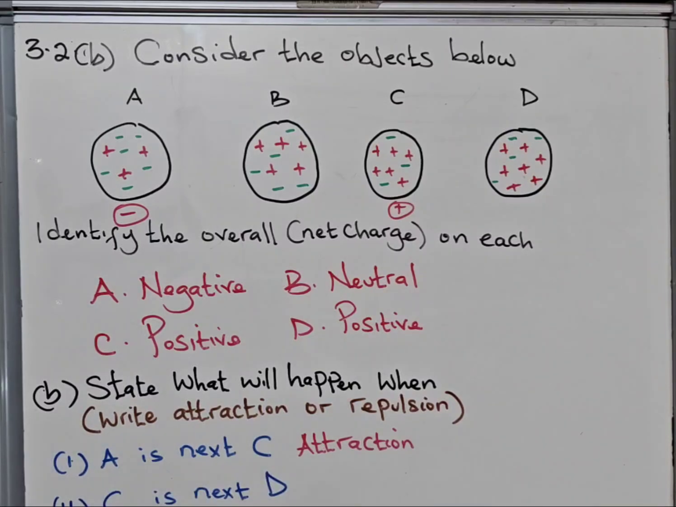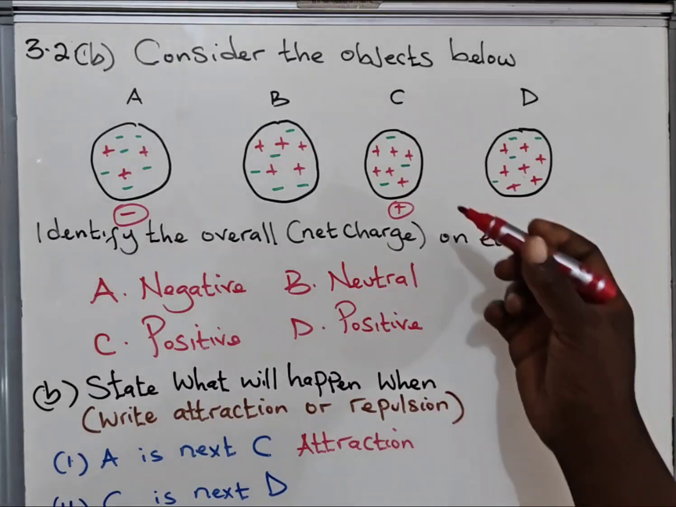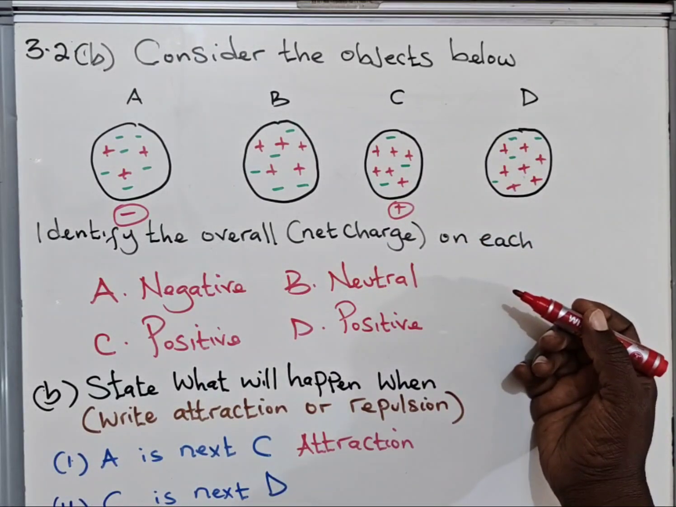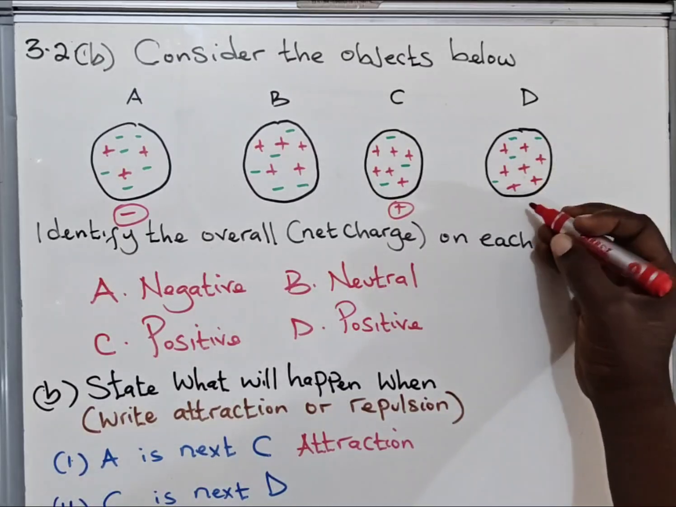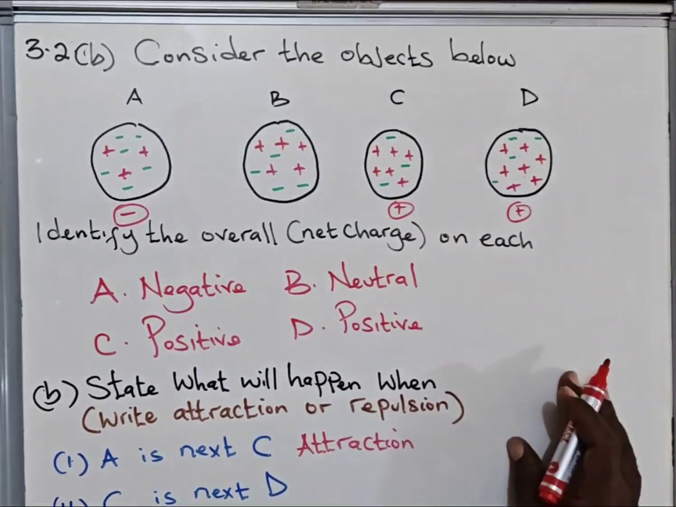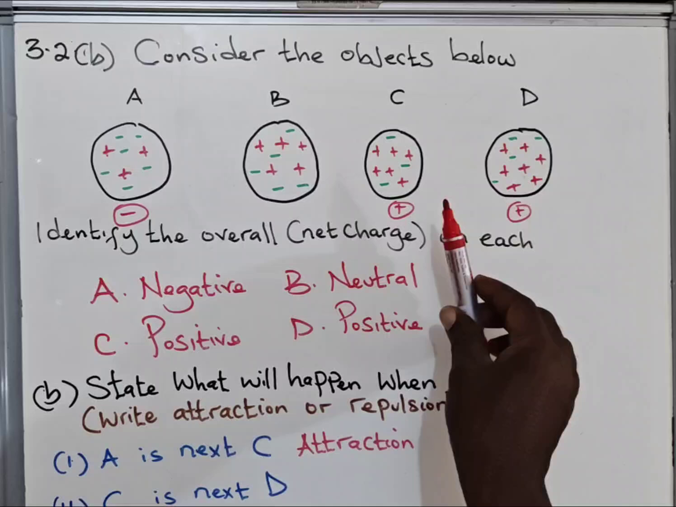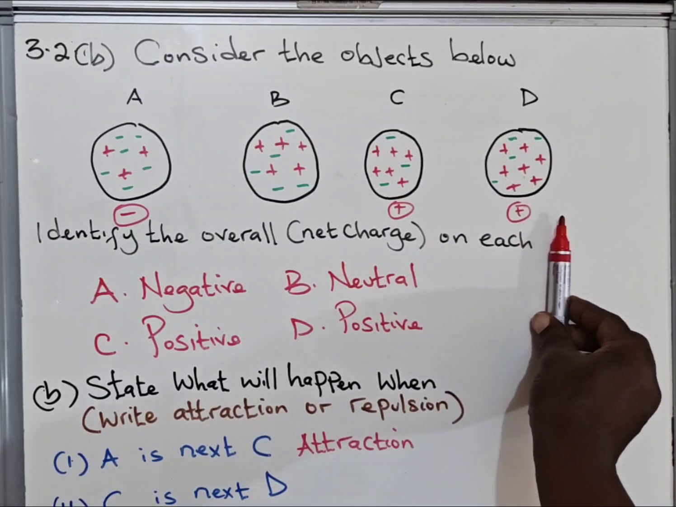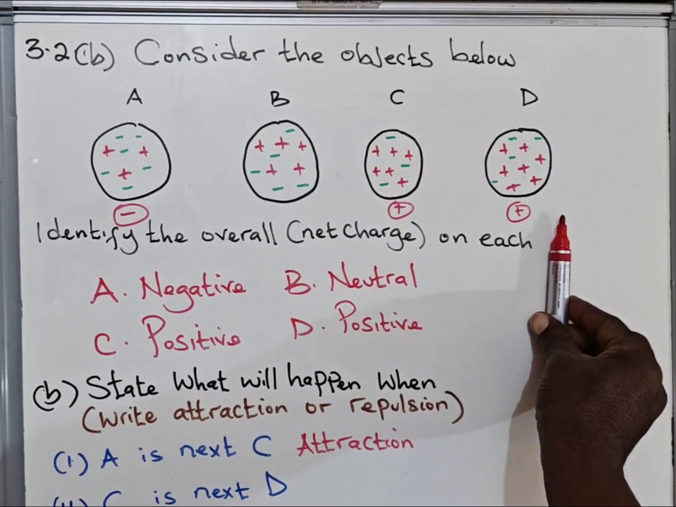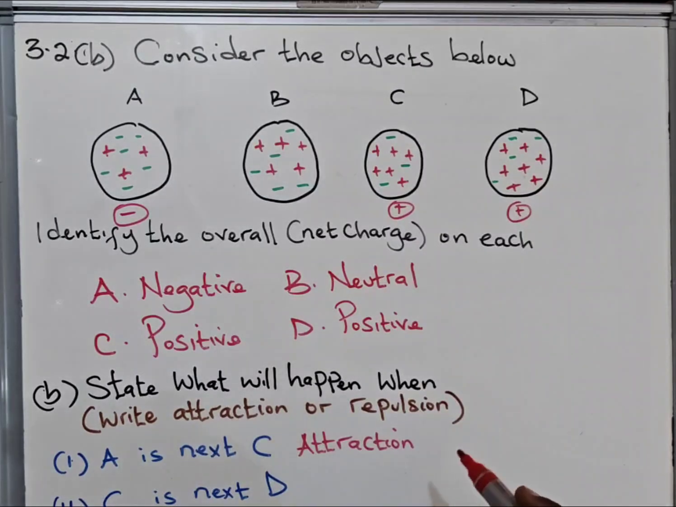C next to D. What will happen when C is next to D? We know our C is positive and our D is also positive. Positives are more than negatives here. So we are seeing a situation where a positive is next to a positive. What will happen when like charges are near? The answer is they repel. So the answer is repulsion.